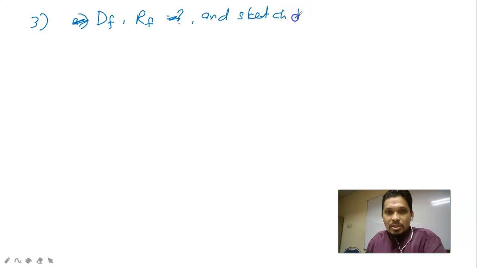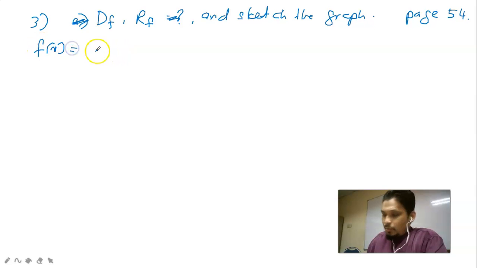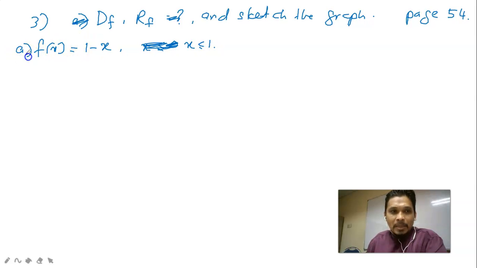Okay, now let's take a look at question number 3. Question number 3a wants us to find the domain and range of the function and sketch the graph. This is question 3, page 54. I'll choose the first example here: f(x) equal to 1 minus x, for x less than or equal to 1. I read the question again. If you refer to your tutorial book, page 54, question number 3: find the domain and range of each of the following functions and sketch the graph.